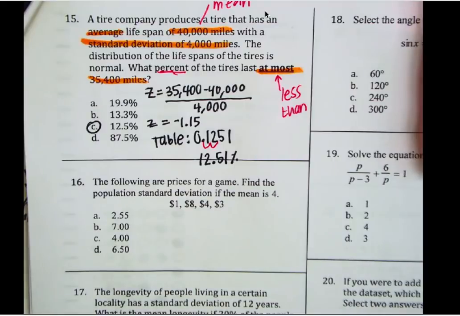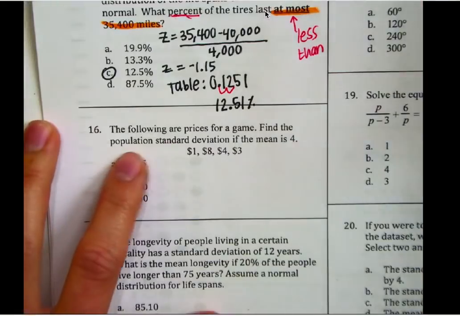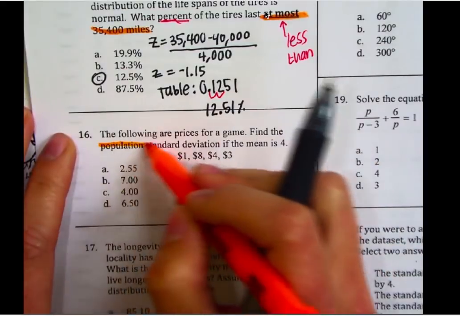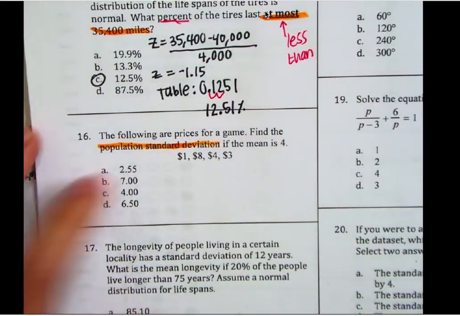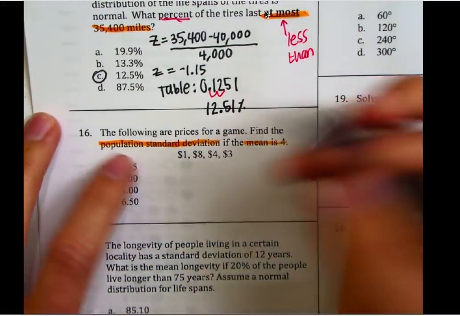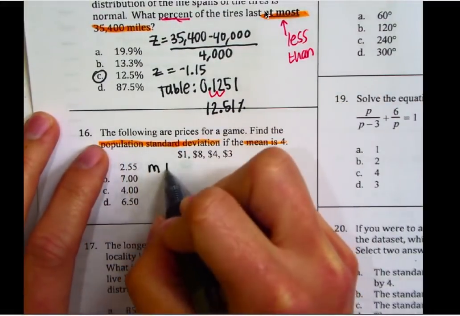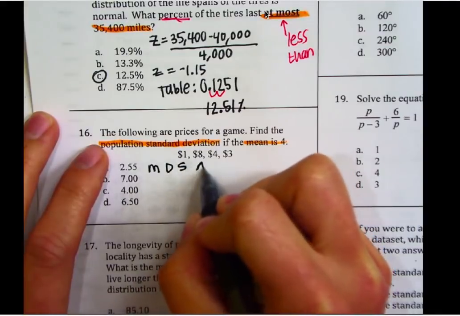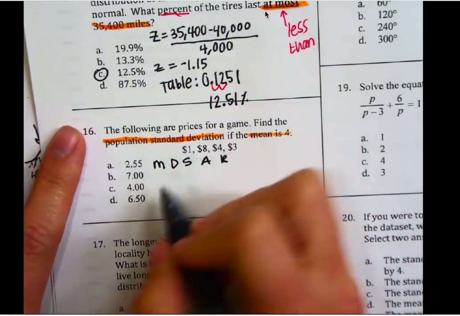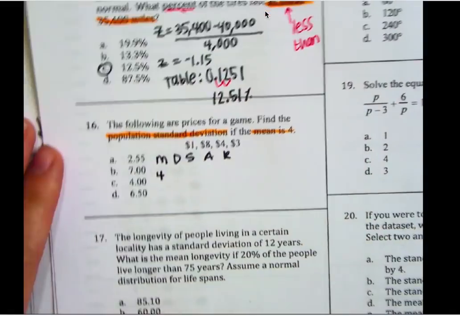Okay, now we have a problem asking us about population standard deviation. All right, so they're just helping us out and telling us the mean is 4. So they're helping us with our first step. So remember our procedure. We're going to be using this here, and they help us find the mean is 4. So they did step 1 for us.